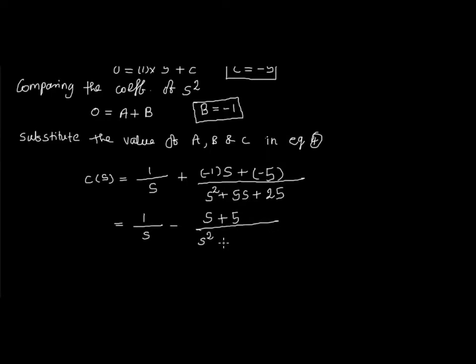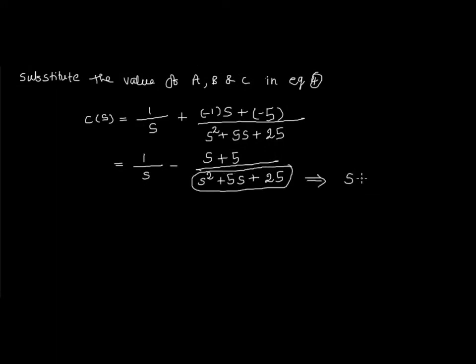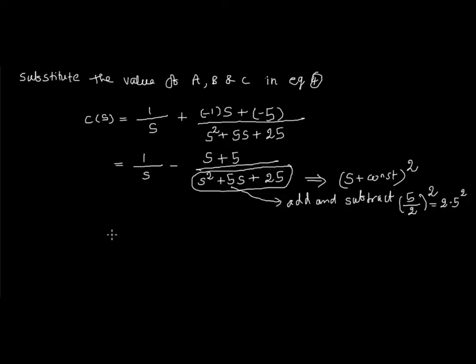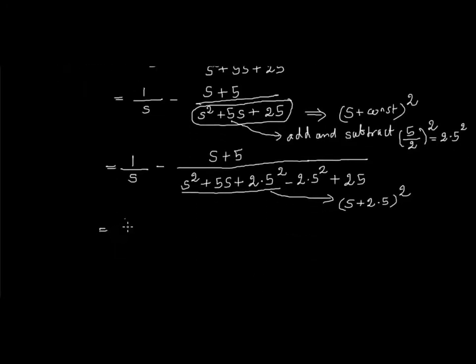Now to find out the inverse Laplace transform, we have to rearrange this equation. So the denominator we are going to represent as s plus some constant the whole square. To convert this denominator into this form, we are going to add and subtract 5 divided by 2 the whole square, that is 2.5 square, in the denominator. So we will be getting this equation as s plus 5 divided by s square plus 5s plus 2.5 square minus 2.5 square plus 25. So now this first term we can write as s plus 2.5 the whole square. The remaining we will be getting minus 2.5 square plus 25.